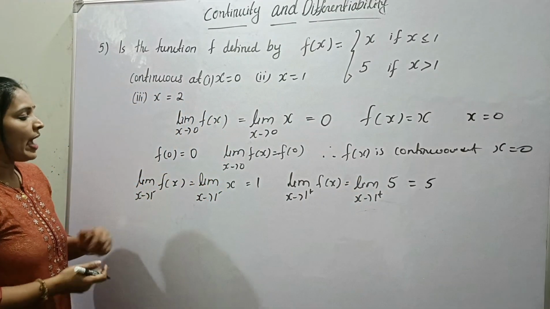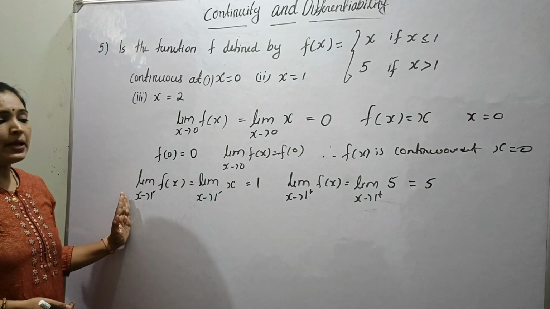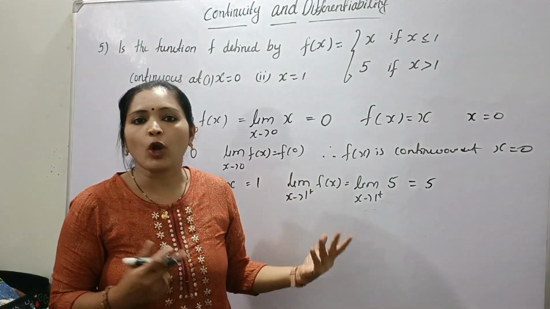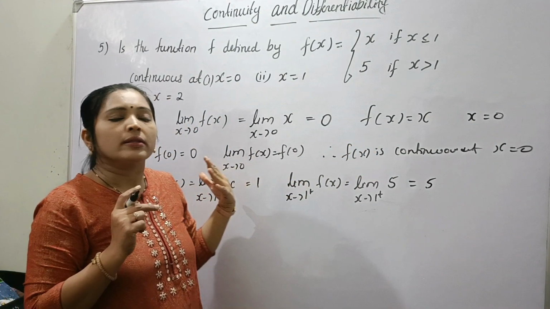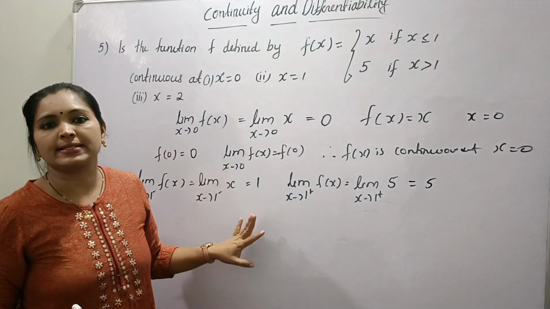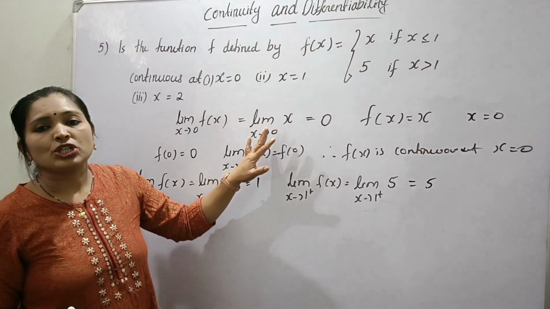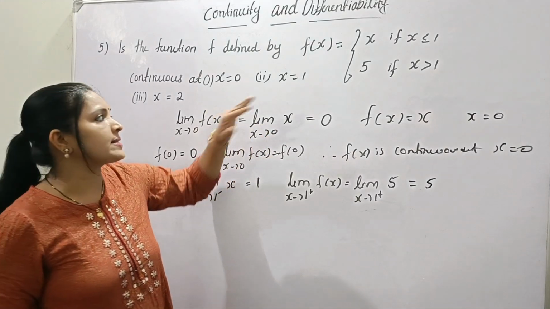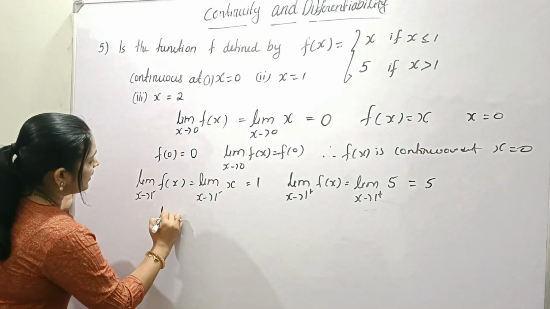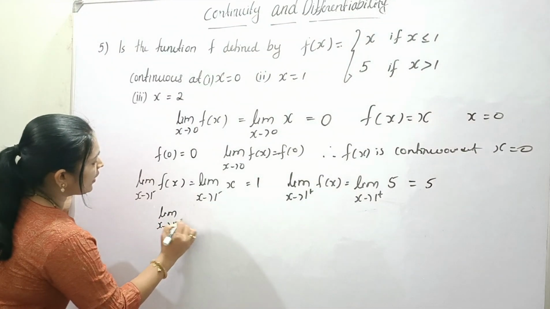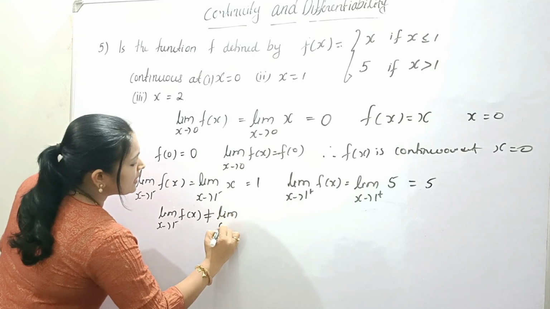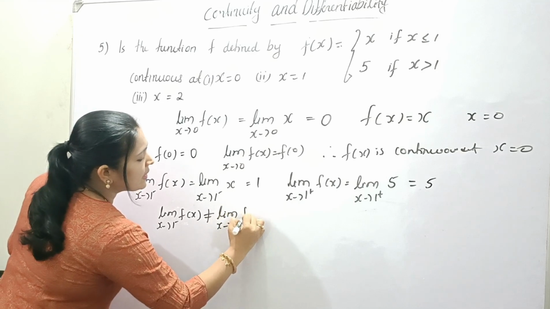Okay, so here we have got left hand limit is 1, right hand limit is 5. They are not equal, right? So therefore limit x tends to 1, f of x does not exist here. Hence this function is not continuous at x is equal to 1. Here limit x tends to 1 minus f of x is not equal to limit x tends to 1 plus f of x.